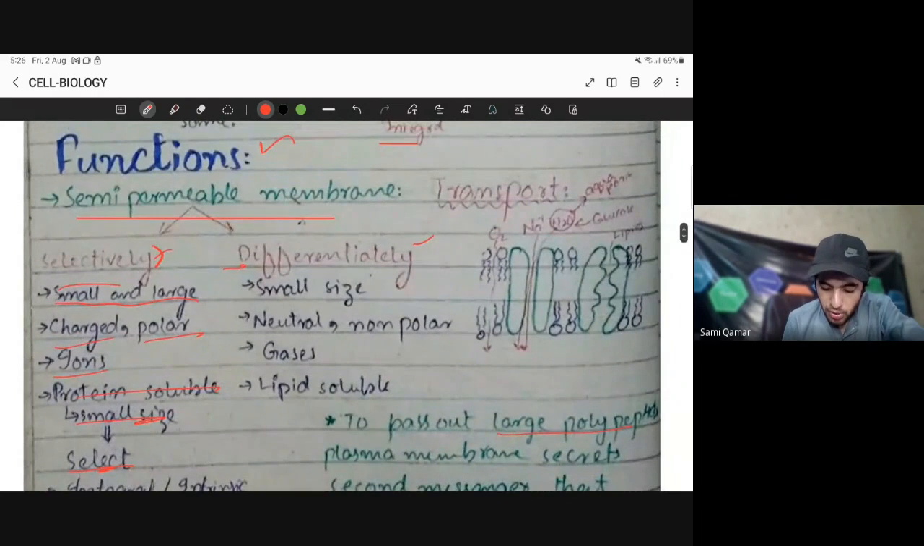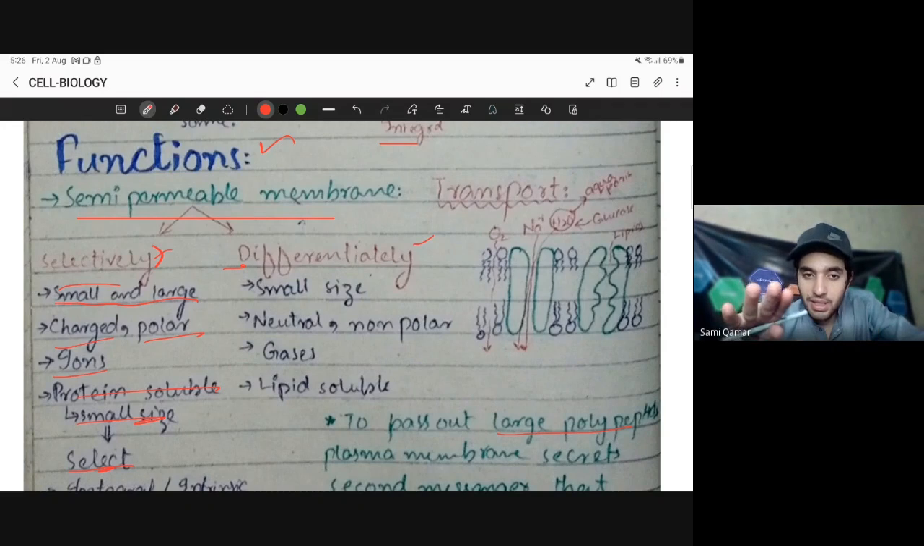Now talk about differentially permeable. Differentially permeable means small size particles can pass freely, like water and O2, oxygen gas. As we know, the cell needs oxygen for cellular respiration. So oxygen will come inside without any hurdle. That is differentially permeable. It is a very small size, so the gas will diffuse from outside all the way inside.